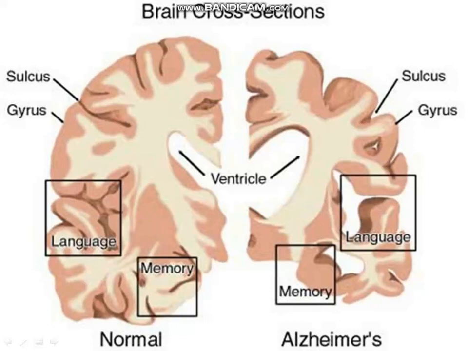There is a cross section here affecting the language and memory area with normal patient, and compared with Alzheimer's patient we notice that the sulci is more wide and the thickness of the cerebral cortex is less in Alzheimer's patient, and the total volume of the brain is atrophied, and the ventricles here is more dilated compared with the size of the ventricle of the normal brain.